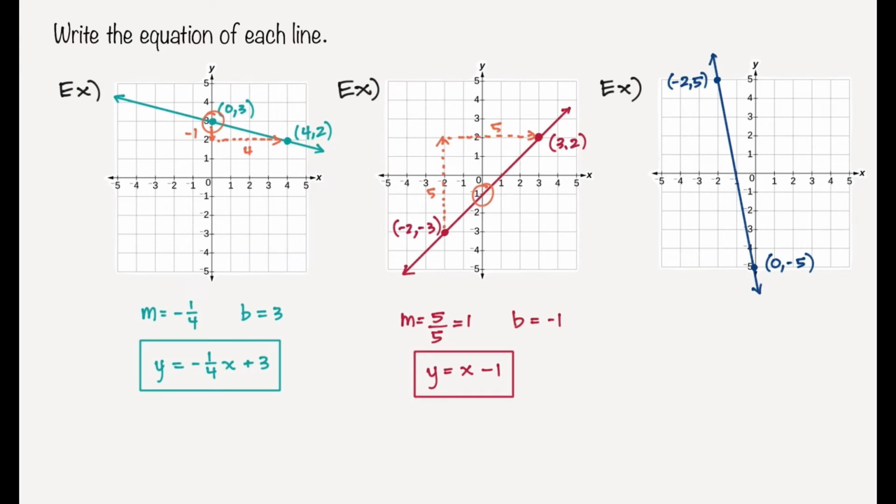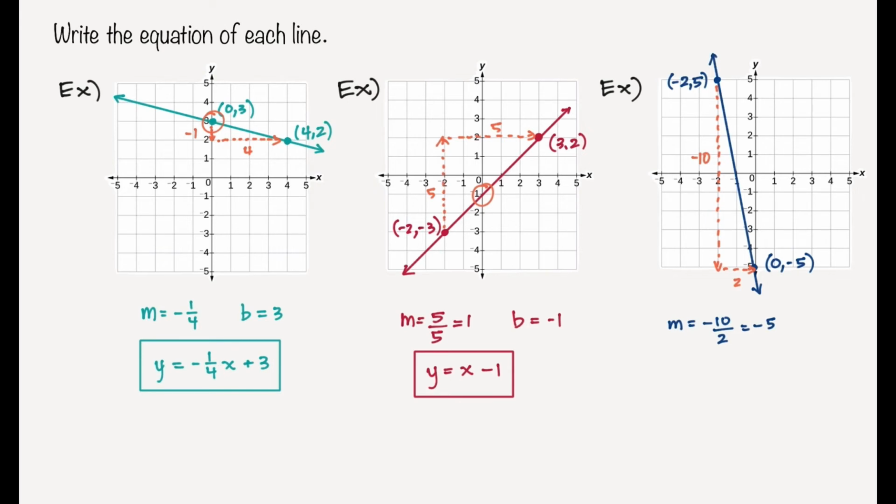All right, one more here. I'm going to count by going down and then to the right. So I'm going to go 1, 2, 3, 4, 5, 6, 7, 8, 9, 10 down. So that's negative 10. And then to the right, 2. So my slope is going to be negative 10 over 2, which can be simplified to negative 5.